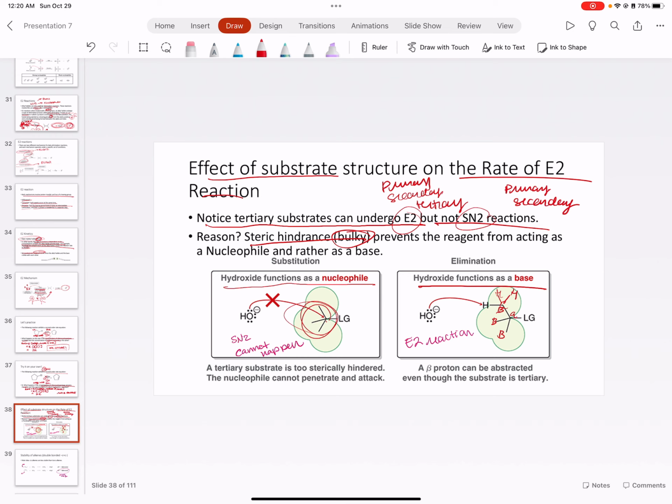So then it's not really attacking anything. It's mainly just taking a hydrogen away from it. Therefore, it wouldn't cost too much energy, or wouldn't be too unstable. That's why elimination is possible on tertiaries. And SN2 is not really able to do tertiary reactions because of this. It's too bulky.